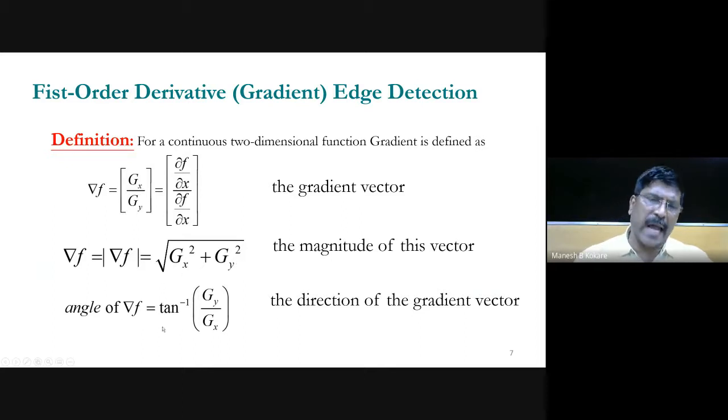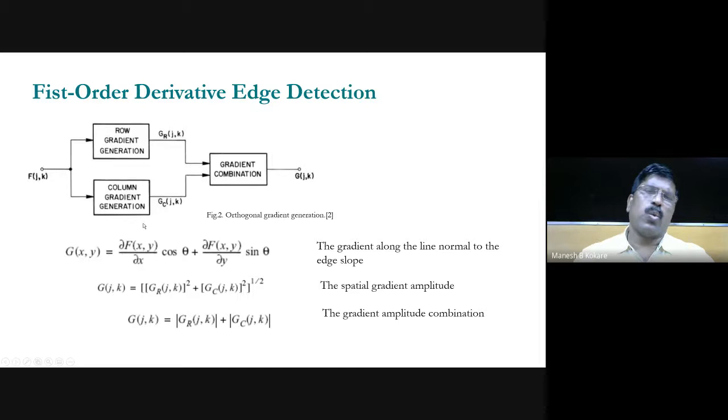Also, you have to find out the angle of that edge, which gives the direction of the gradient vector. This is basically the definition of your two-dimensional function gradient, defined as del f, which is given by gx and gy. Now, when you apply this on the image, you have to apply it row wise and then column wise. You take the gradient row wise to get the horizontal edge detection, and then column wise.